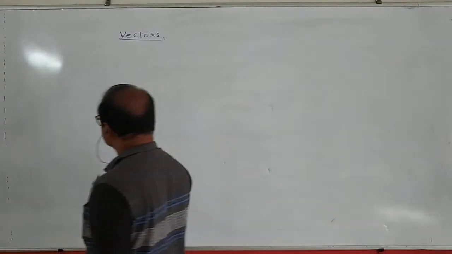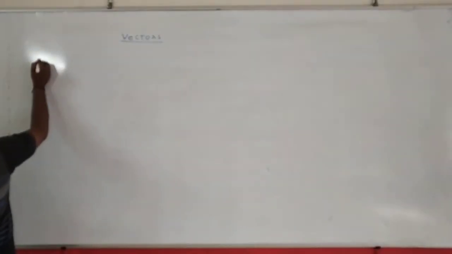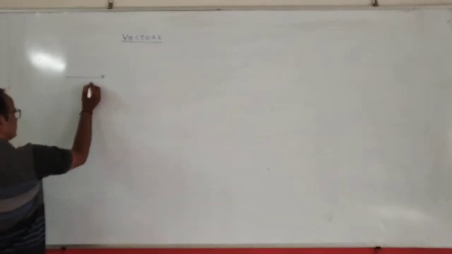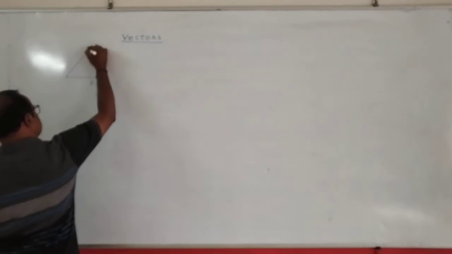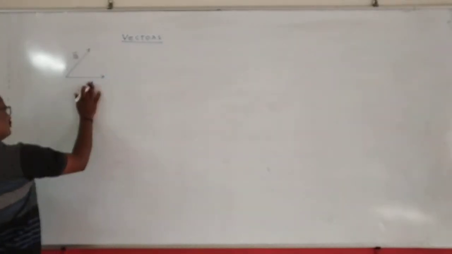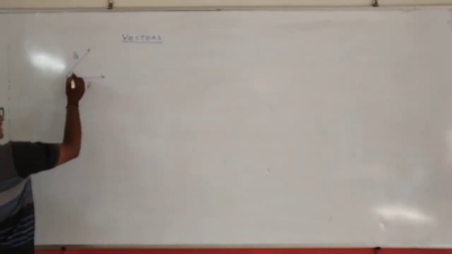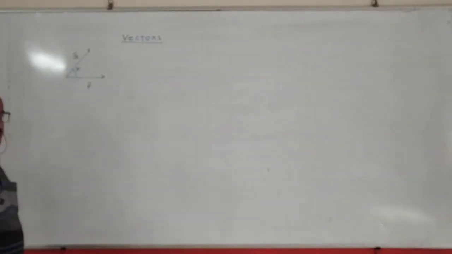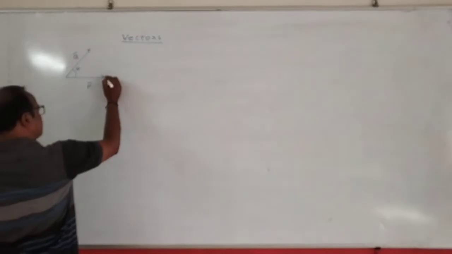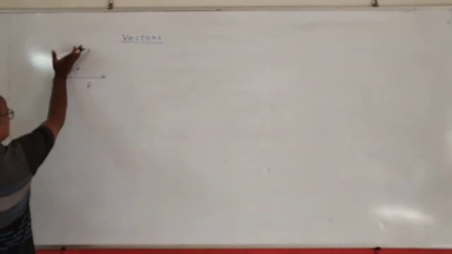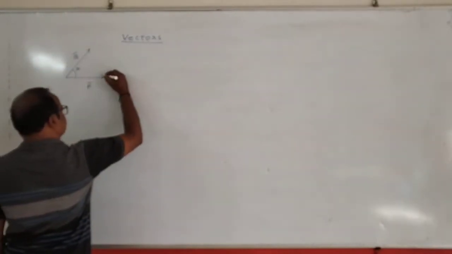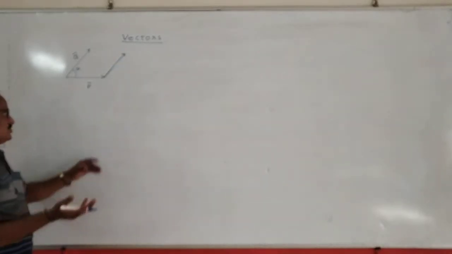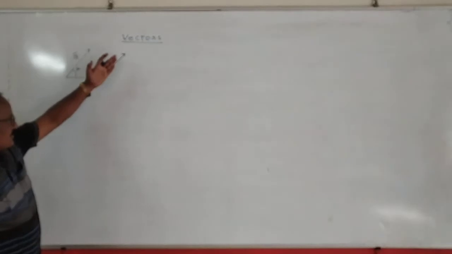See here, suppose P bar and Q bar are two vectors. This is P bar and this is Q bar. The angle between the two vectors is equal to theta. For the resultant of these two vectors, suppose this vector is displaced parallel to itself. There is no change in direction as well as magnitude of the vector.